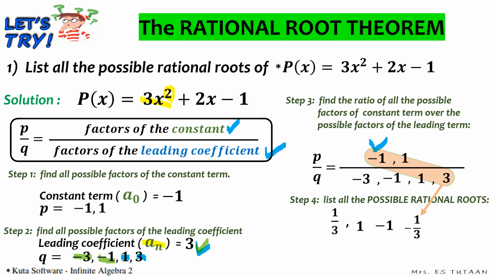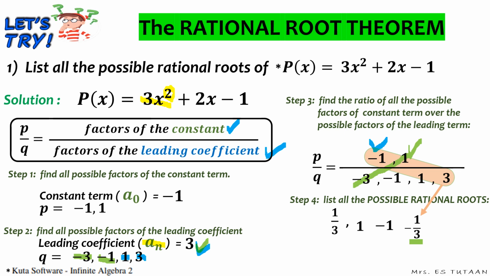Ang gagawin naman natin sunod ay yung pangalawang factor. So, lahat yan, pagpapares-paresin natin. So, we will have 1 divided by negative 3. That is negative 1/3. So, meron na. Kung meron na siya dyan sa nasulat na possible roots, hindi nyo na kailangan i-duplicate. So, as is na siya. Isang beses lang siya dapat mag-appear.